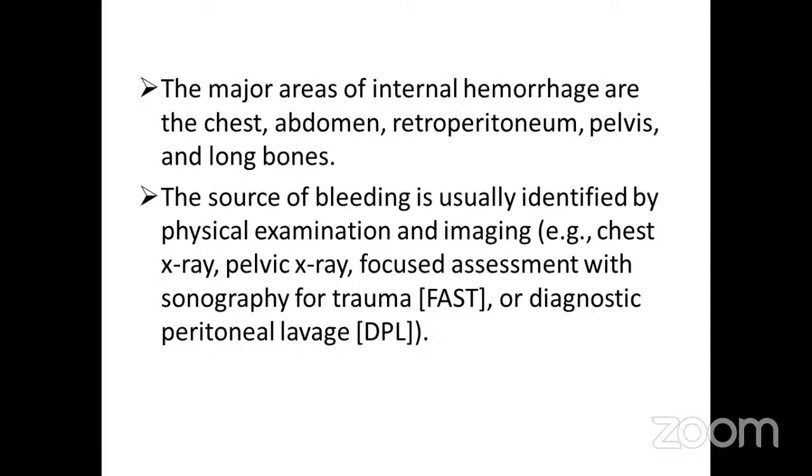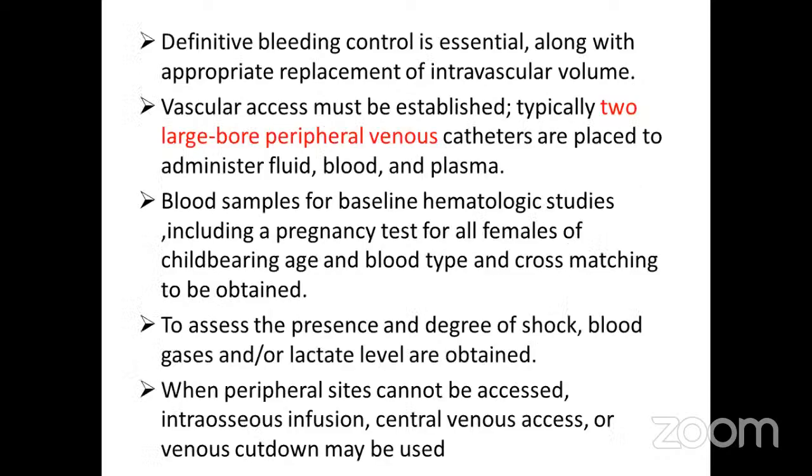And coming to internal hemorrhages, the major sources can be the chest, abdomen, retroperitoneum, pelvis, and the long bones. So how do you usually identify the source of bleeding? With a chest X-ray or a pelvic X-ray. The most useful bedside tool is the FAST, that is the focused assessment with sonography for trauma, an ultrasound, and diagnostic peritoneal lavage, which we'll be discussing later.